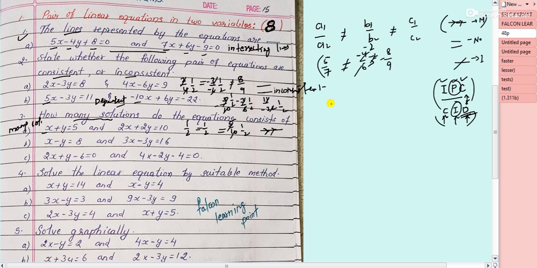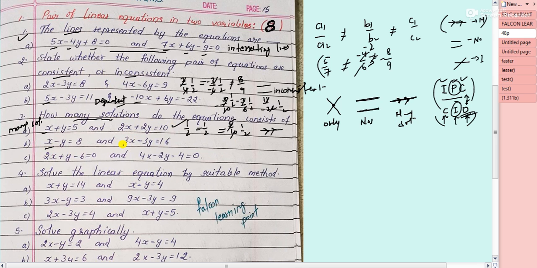Okay, you can remember it like this. If the lines are intersecting, both of them touch at only one point, so it has only one solution. For parallel lines, they are not touching at any point, so no solution. And for coincident lines, both of the lines lie together, so it has many solutions. Got it? I hope you have understood this.